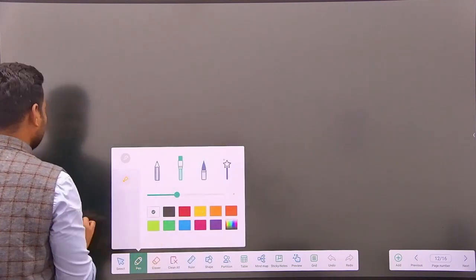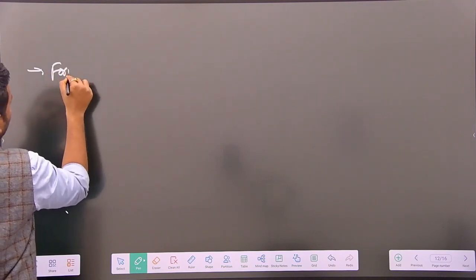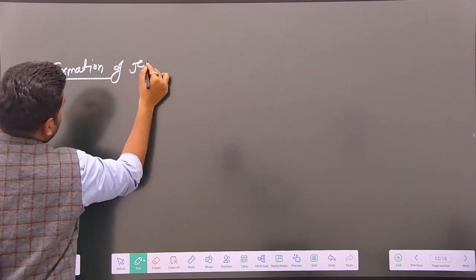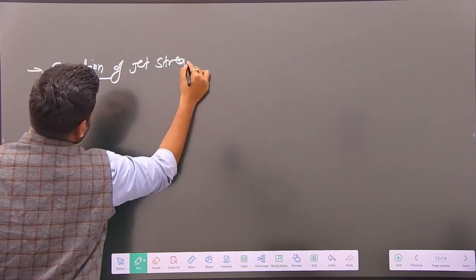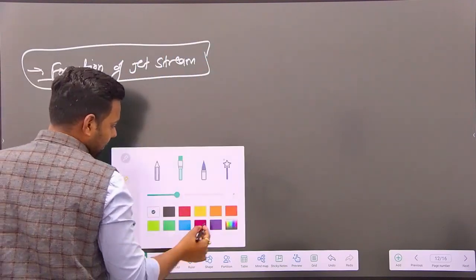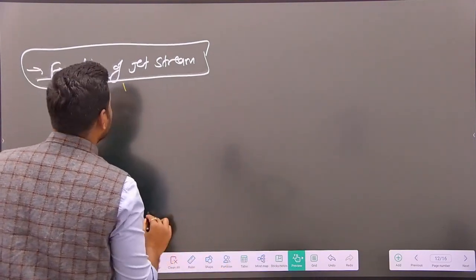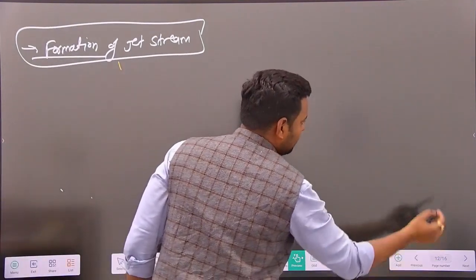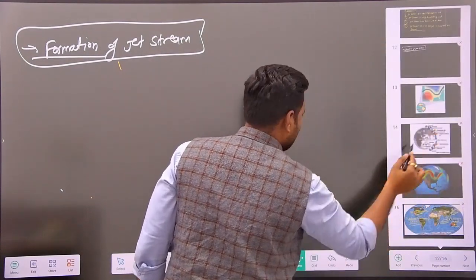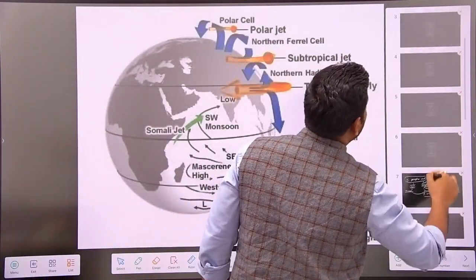The genesis or the formation of jet stream. We will talk about the genesis, or the formation, of the jet stream. How can the jet stream be formed? Before we talk about the formation of the jet stream, you have to understand the cells of the earth.